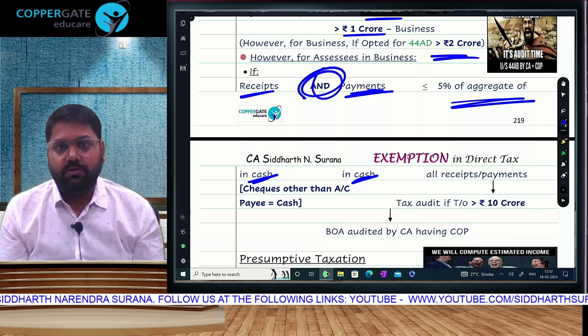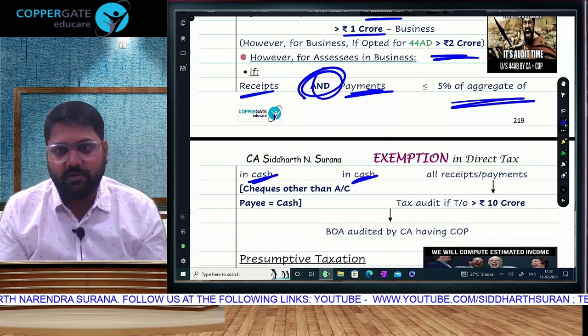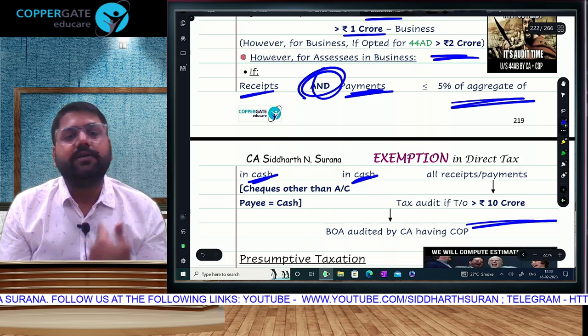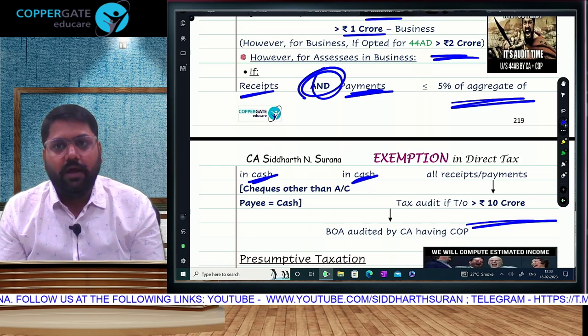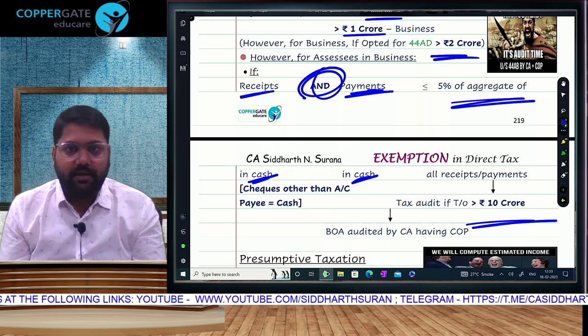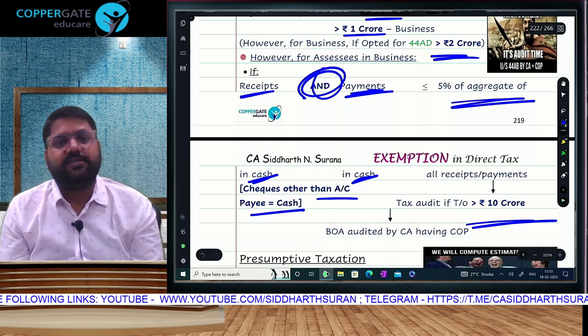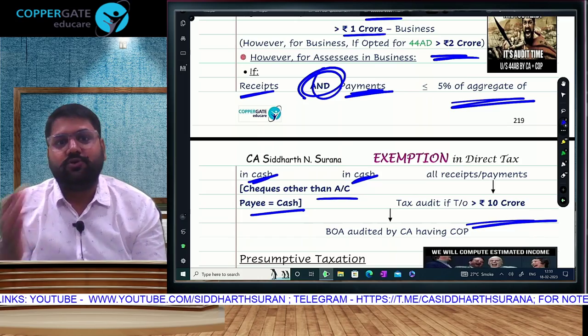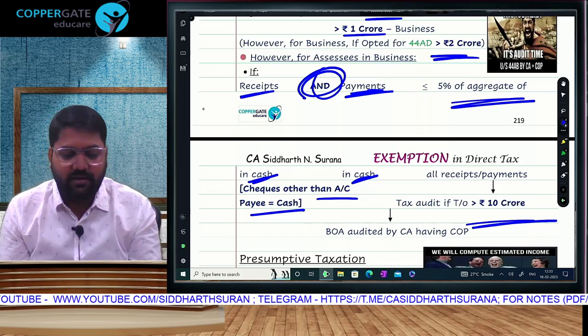Receipt also within 5% in cash, and payment also within 5% in cash, then seedha 10 crore ke baad tax audit will be applicable. 10 crore tak no need to get a tax audit done. And here, if the cheque is other than account payee cheque, like a bearer cheque or a cross cheque, it will be counted as a cash receipt. So that total has to be within the 5% ka limit.